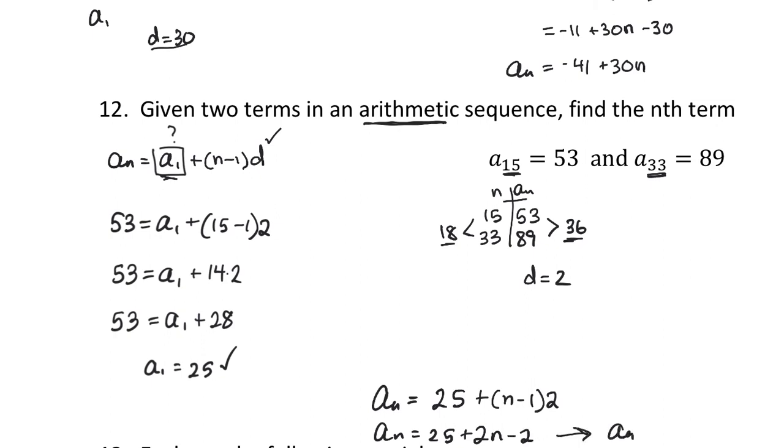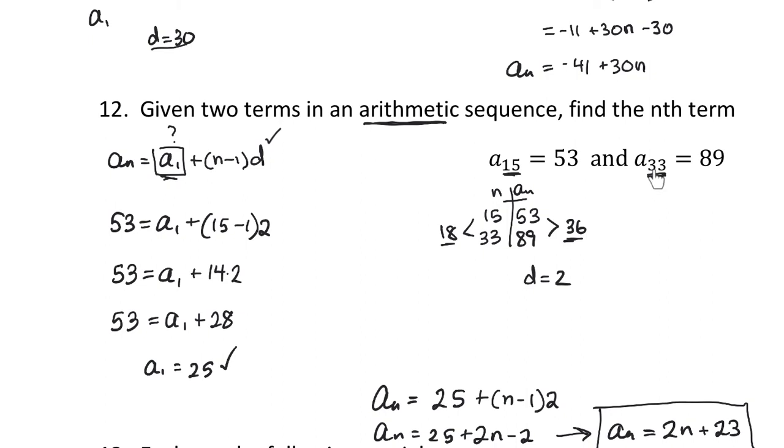To get our final version, 2n plus 23. That's never a bad idea to check. According to this, the 15th term should be 53. That should also be true in the nth term formula. If n is 15, 15 times 2 is 30. 30 plus 23 is 53.